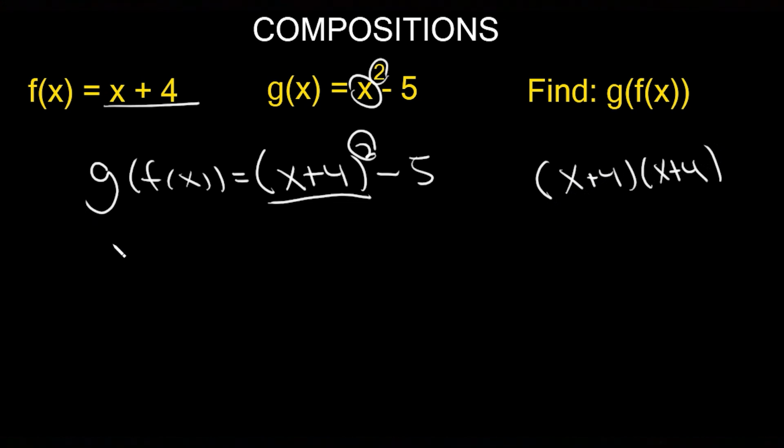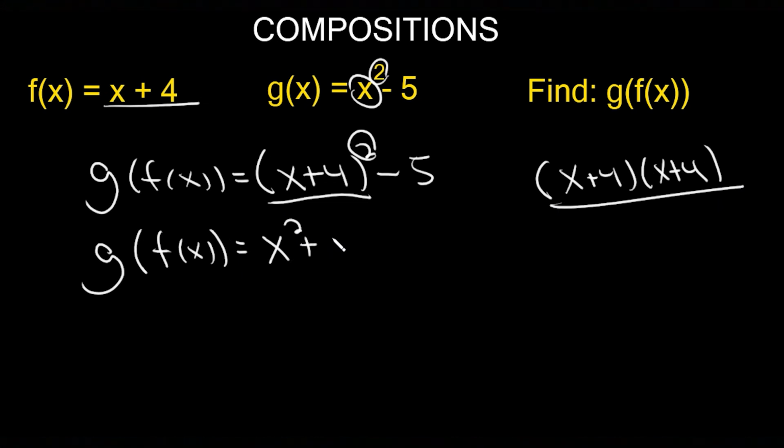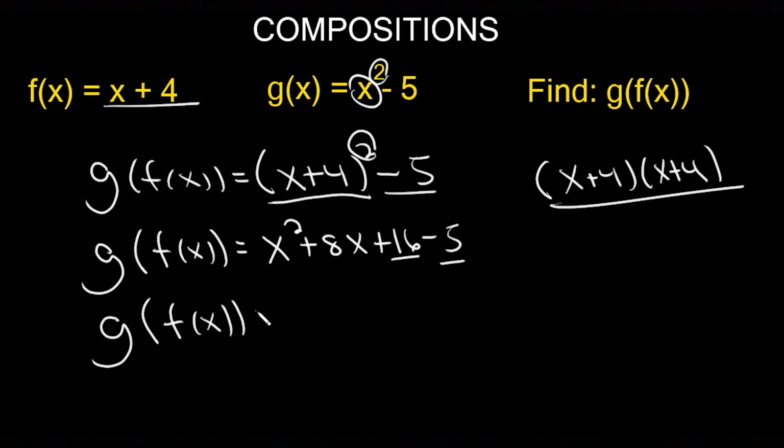All right? So I'm going to go ahead and rewrite it as g of f of x equal to, when you do FOIL here, you should get x squared plus 8x plus 16. And then again, I still have this negative 5 here, so I have to put minus 5. And from here, I have one more step. I have like terms. I have 16 minus 5. That is going to give me 11. So I'm going to put here g of f of x equal to x squared plus 8x and then plus 11. Okay, and that's done.